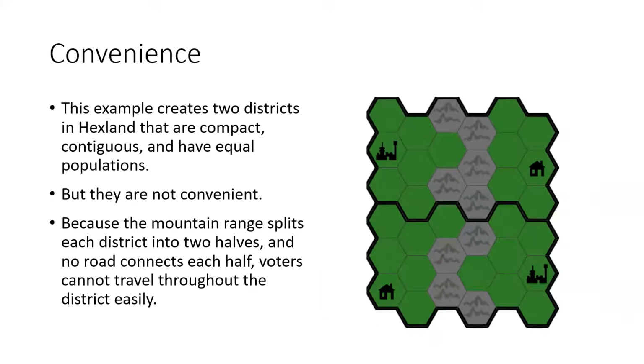So here's an example of that version of Hexland with two districts. Now, you might remember this looks a little familiar because those districts are both compact and they're contiguous and they have equal populations, but they're not convenient. Because the mountain range splits each district into two halves and no road connects each half, voters cannot travel throughout the district easily. So you can't get from that city in the northwest side to that town in the northeast side because the mountain prevents you from really easily accessing it.